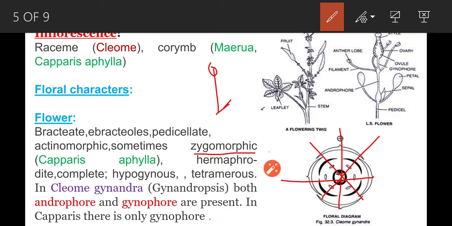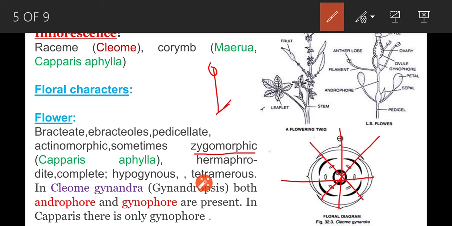Next, flowers are hermaphrodite, that means bisexual. Both androecium and gynoecium are present. This is the androecium and this is the gynoecium. Both sex organs are present in the same flower, so they are called bisexual flowers.